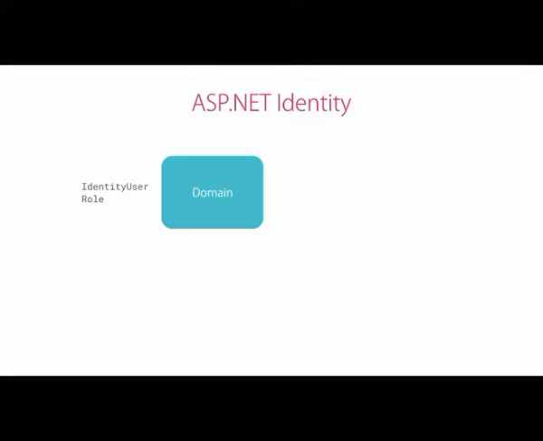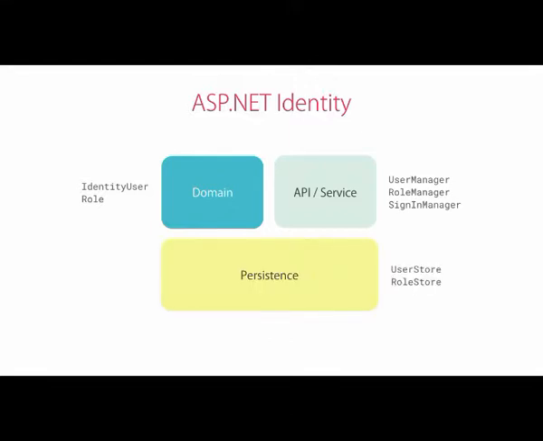Now, in terms of architecture, ASP.NET Identity has a number of domain classes like IdentityUser and Role, and it provides a simple API to work with these classes. The API consists of classes like UserManager, RoleManager, SignInManager, and so on. These classes internally talk to another group of classes like UserStore and RoleStore, which represent the persistent store for ASP.NET Identity.